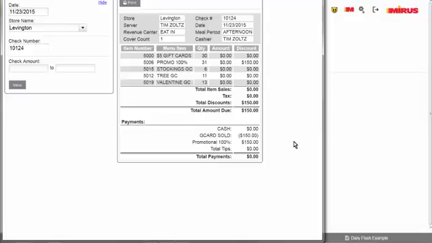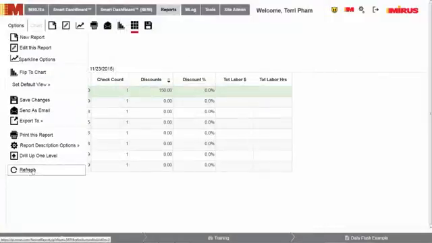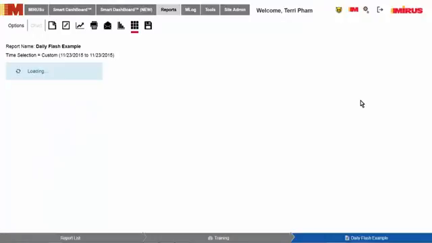My next steps from here as a district operator is to communicate with the manager and see if that was a really valid check or if this really was fraudulent activity and see what the game plan is.